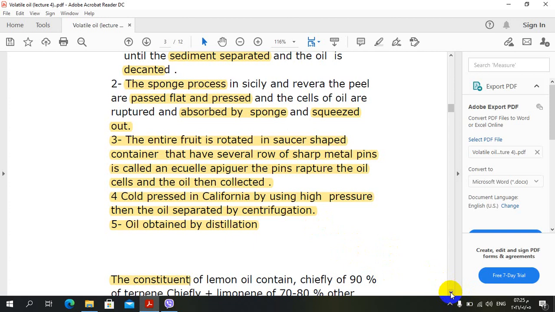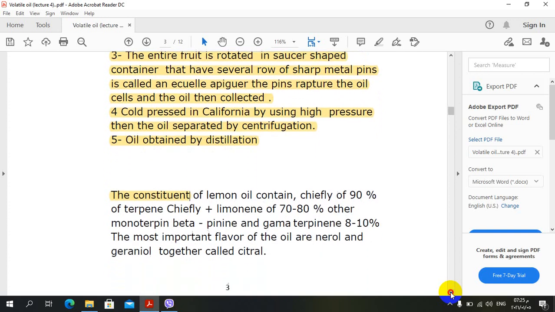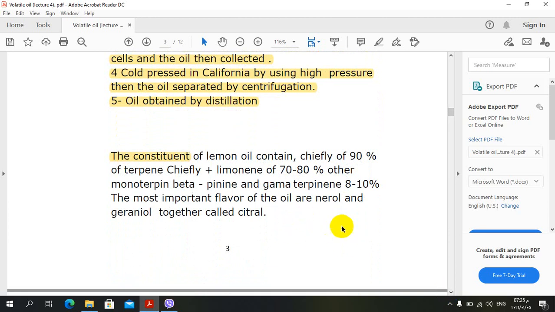4. Cold pressure pressed in California في أمريكا by using high pressure, then the oil separated by centrifugation. 5. Oil obtained by distillation. The constituent نرجع التركيب مال الليمون oil contain chiefly 90% of terpenes, chiefly limonene اللي هو 70 80%, other monoterpene beta pinene and gamma terpene 8 إلى 10%. The most important flavor of the oil are neral and geranial, together called citral.